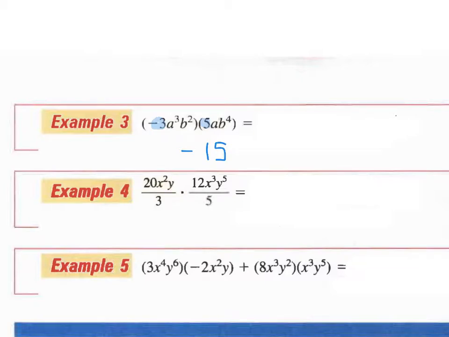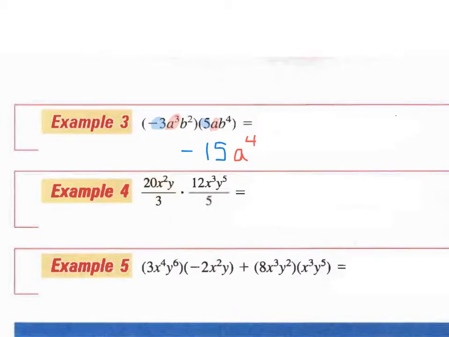And then I'm going to go and find all my letter A's. And I'm going to add their exponents. Remember, if a variable does not have an exponent, you assume there's a 1 there. So a to the 3rd times a to the 1st is going to give me a to the 4th power.